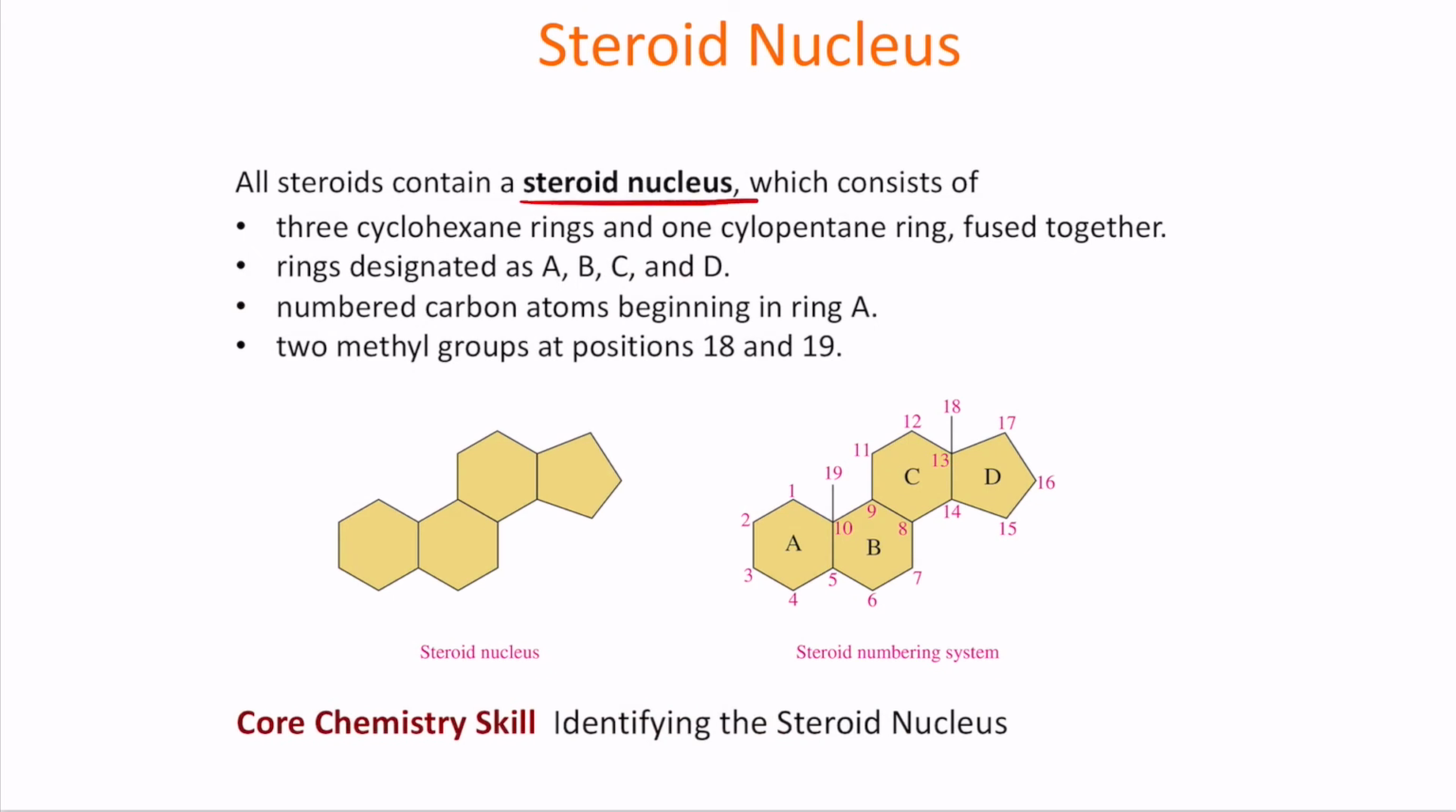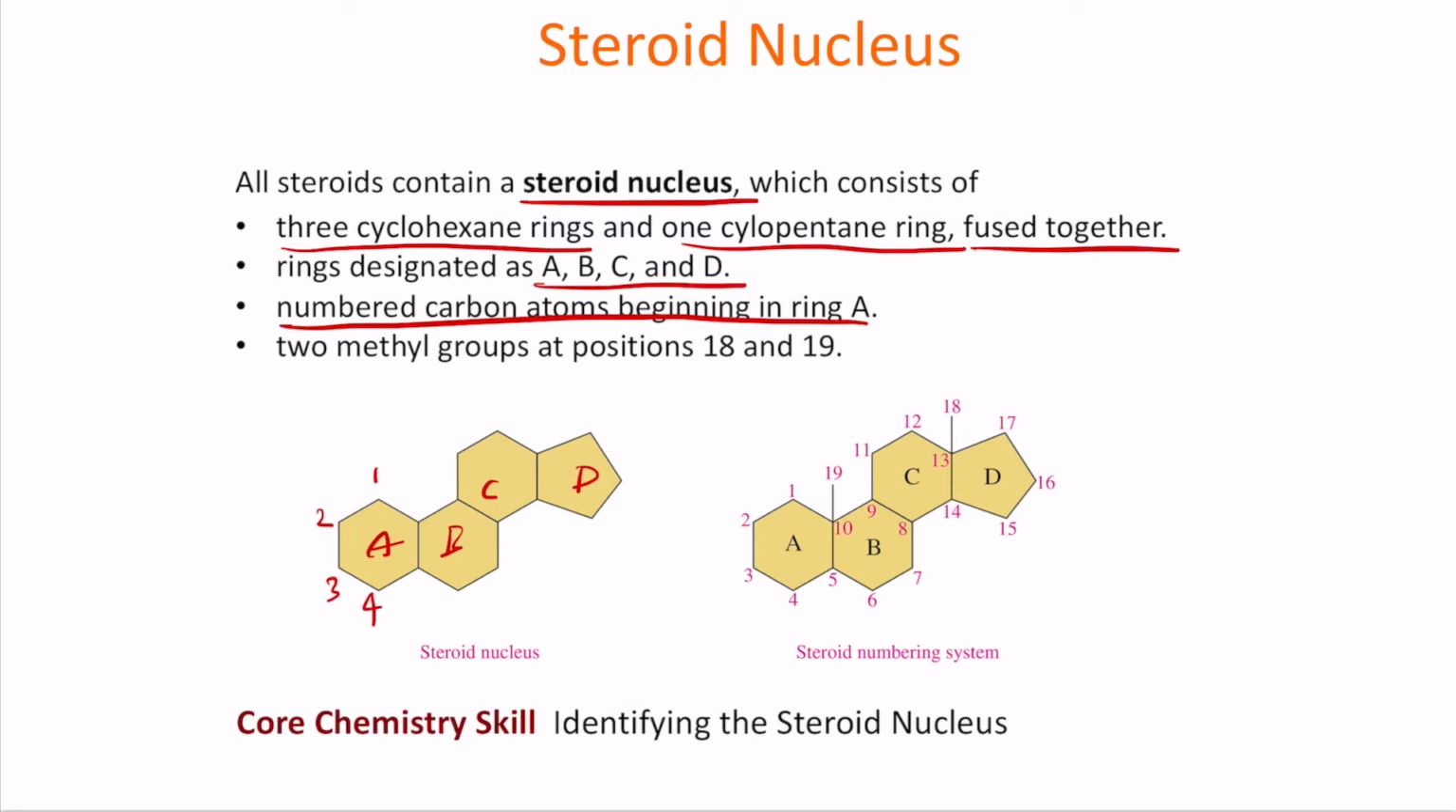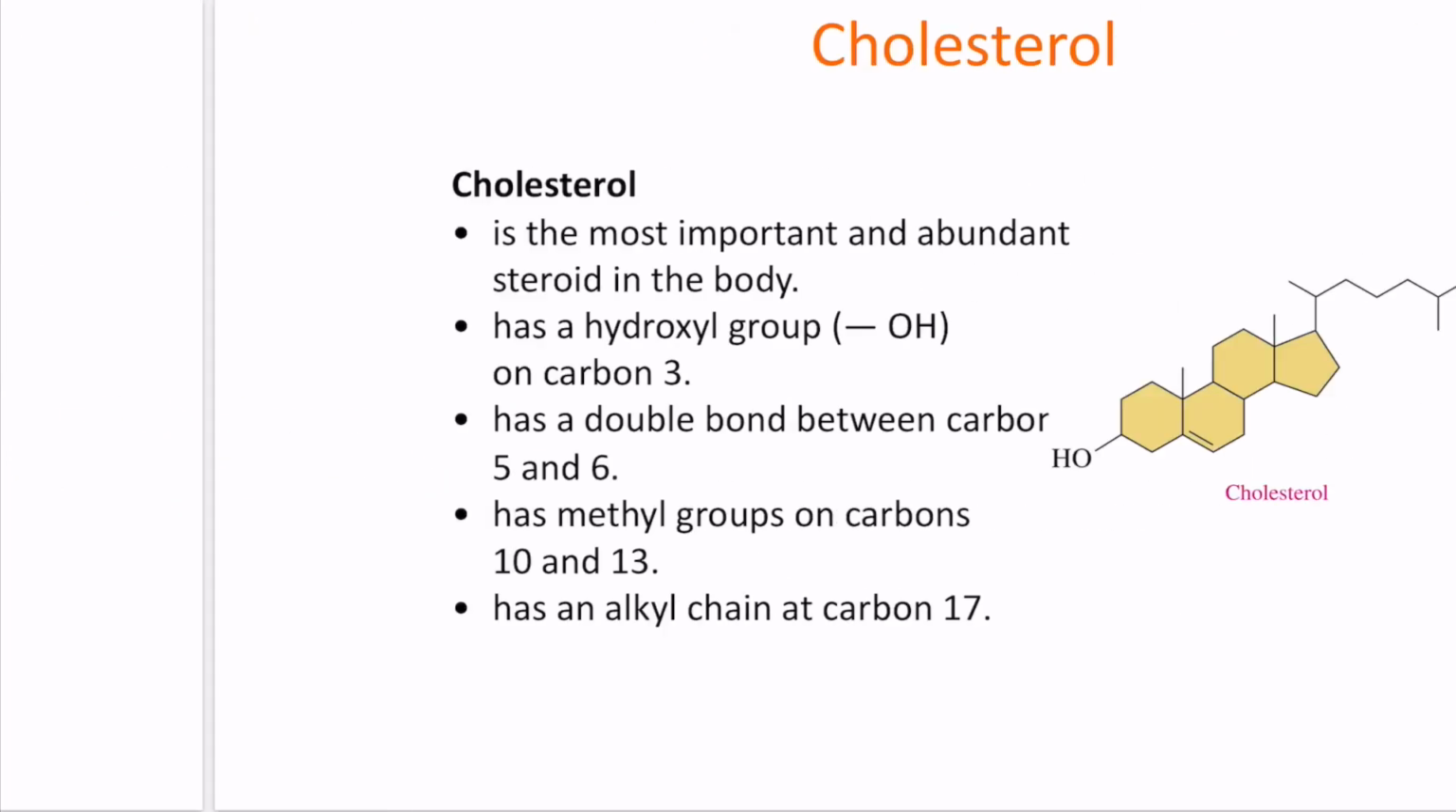Now all steroids contain a steroid nucleus. The steroid nucleus is basically the general structure. It consists of 3 cyclohexane rings and 1 cyclopentane ring fused together, and the rings are designated as A, B, C, D. We number the carbons beginning in ring A. So we start from here and go this way, and this is how you number the structure.